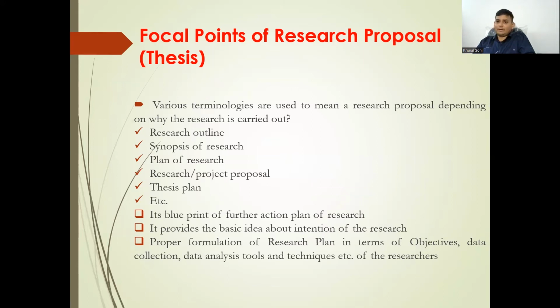Various terminologies are used as part of a research proposal, depending upon why the research is carried out. All these parameters convey why the researcher wants to conduct this particular study. So what are these? First is the research outline. We need to define the research outline, how we are going to do this research, a complete idea about how the research is going to be conducted and carried out.